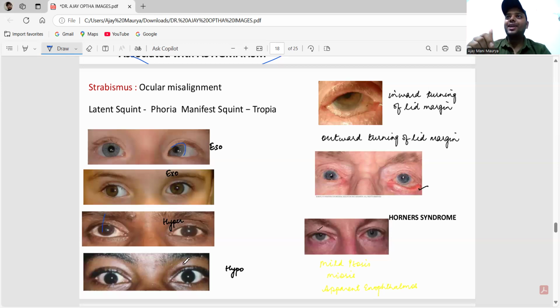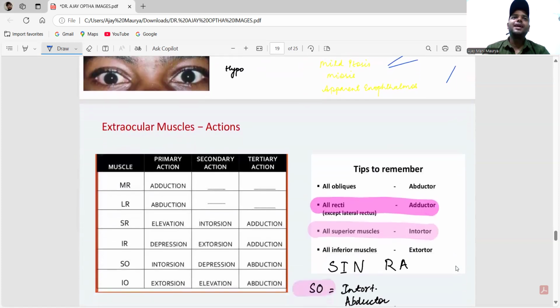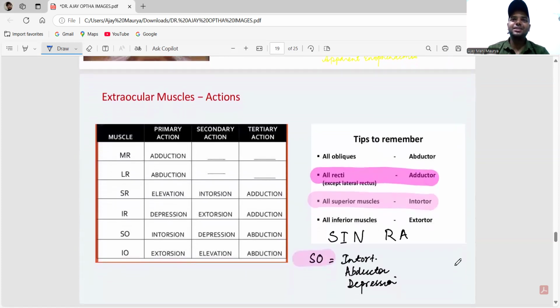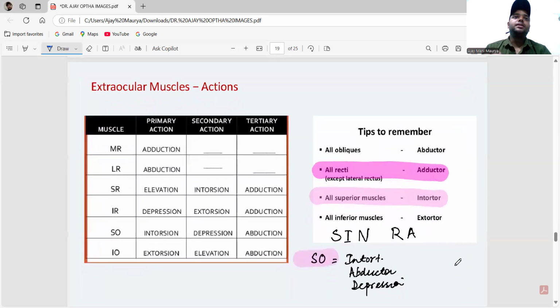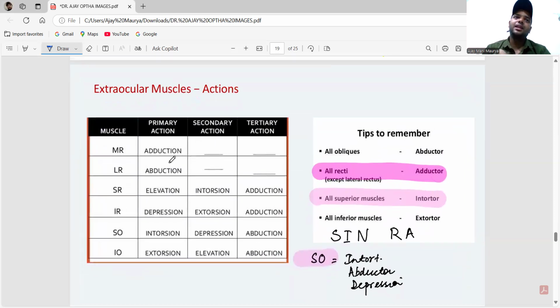Now this one is the entropion, inward turning of the eyelid. This is the ectropion. This is the Horner syndrome, guys. You have to remember the ptosis, miosis, and the apparent enophthalmos. The next one, guys, this is the extraocular muscles actions. You have to remember this. This is the medial rectus, lateral rectus, superior rectus, inferior rectus, superior oblique, inferior oblique, guys.